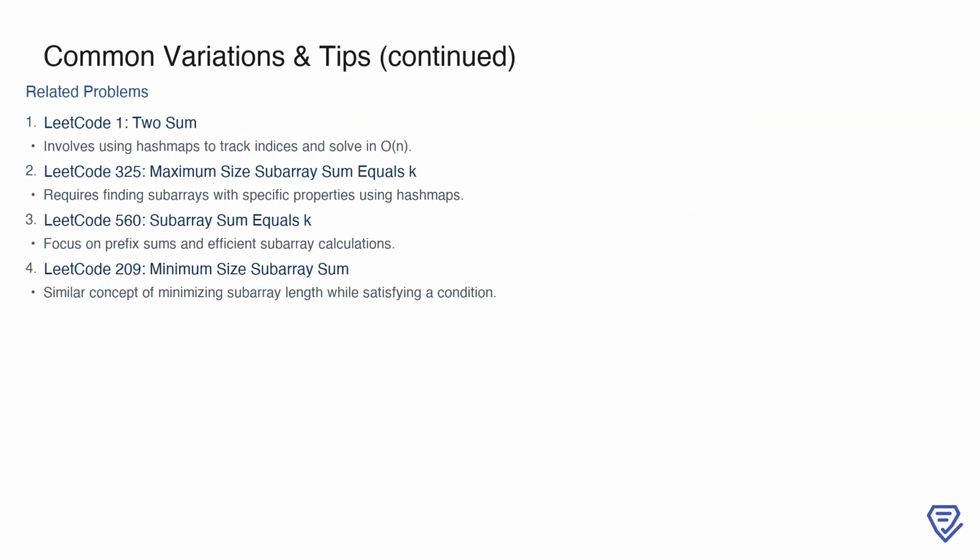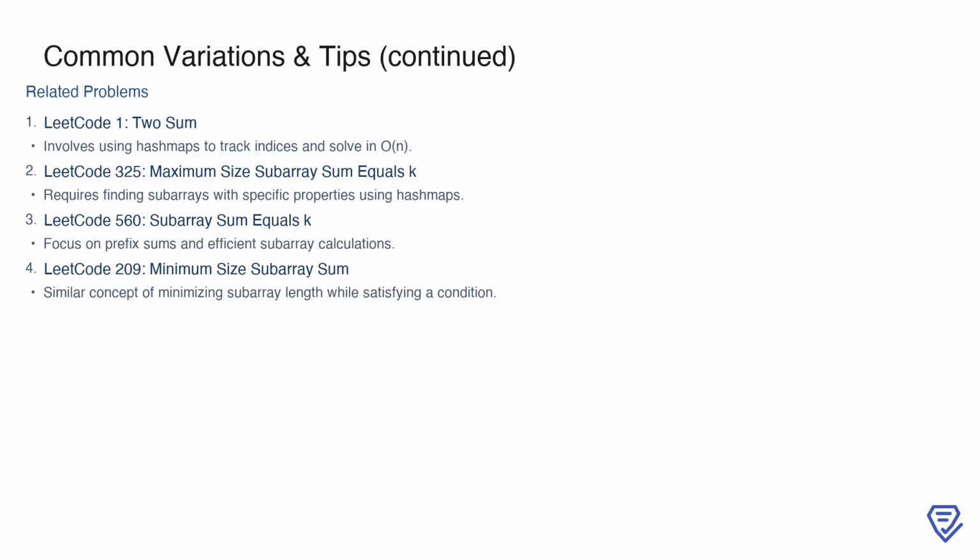You can also deepen your understanding by exploring related problems. For example, LeetCode problem 1, Two Sum, involves using hash maps to track indices efficiently. Another is LeetCode 325, Maximum Size Subarray Sum Equals k, which also requires finding subarrays with specific properties using hash maps. Similarly, LeetCode 560, Subarray Sum Equals k, focuses on prefix sums and efficient subarray calculations. Lastly, LeetCode 209, Minimum Size Subarray Sum, has a comparable goal of minimizing subarray length while meeting a condition. These problems share overlapping concepts, and practicing them can help strengthen your ability to identify patterns and optimize solutions in similar scenarios.